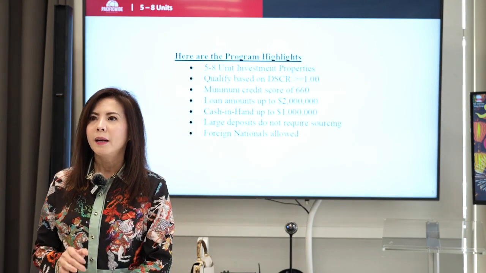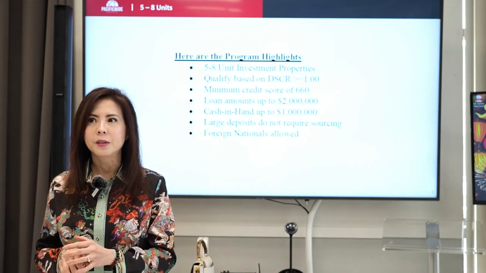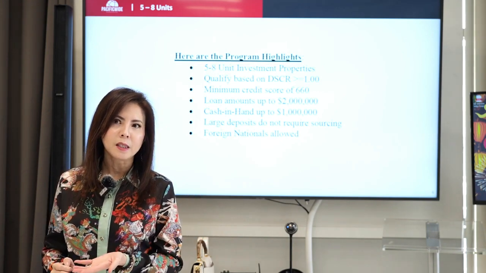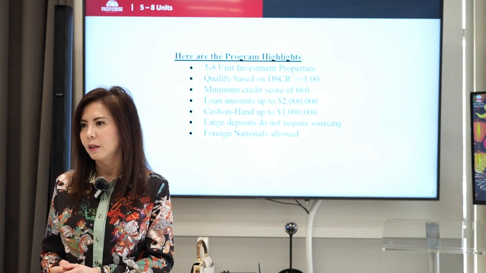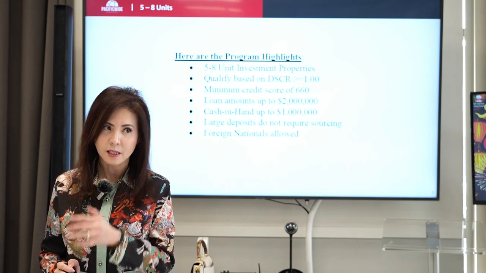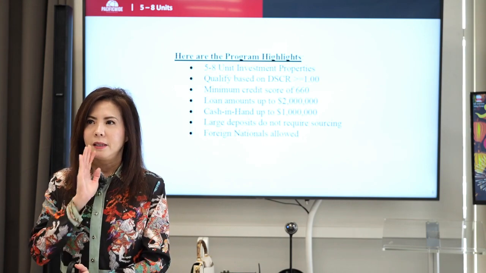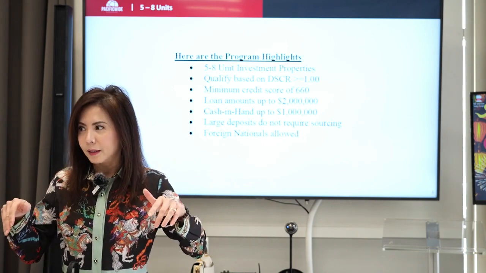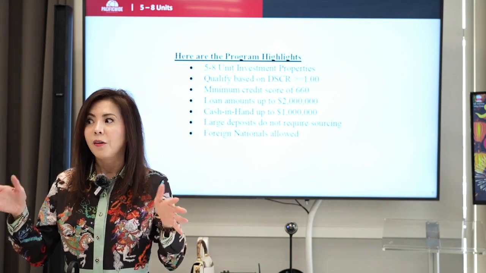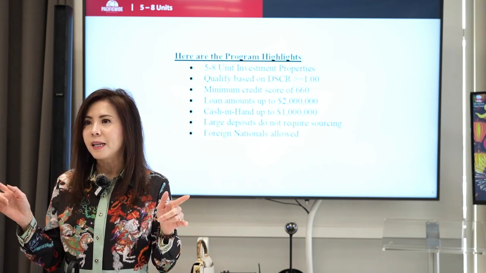These are the program highlights. For this particular training, we talk about 5 to 8 units. And of course, when you own a 5 to 8 unit property, obviously this is an investment property, right? When you say you own it, it can't be because you want to live in it. It has to be an investment property. And for this particular program, we don't need to see the borrower's tax return. We don't need their income, but we look into DSCR.